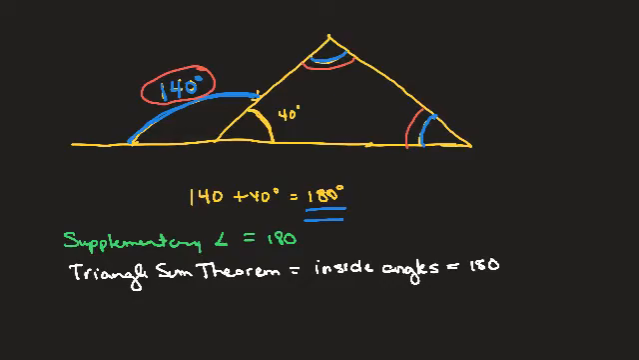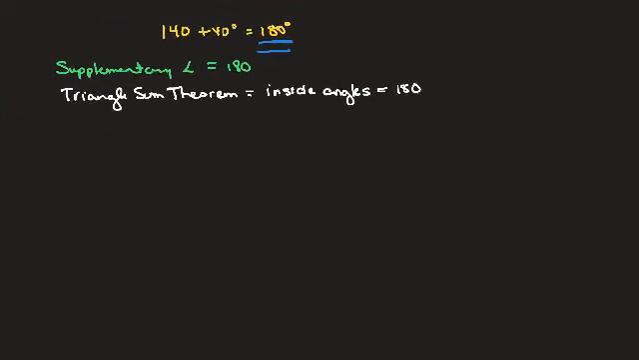Okay, I'll say that again. The measure of this exterior angle is equal to the measure of these two opposite side interior angles. Okay, let's take a look at what that looks like in practice.